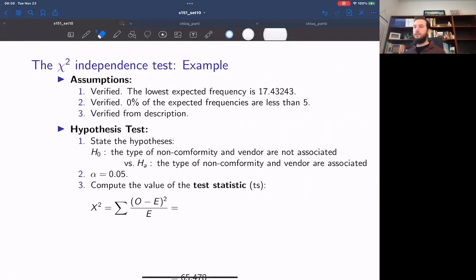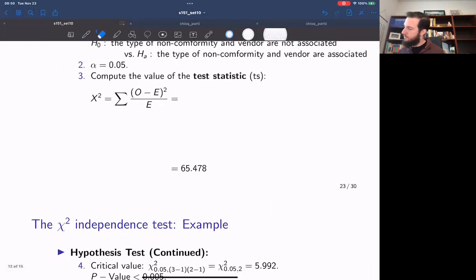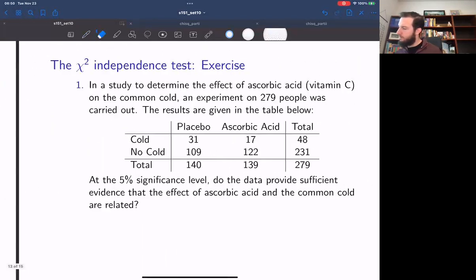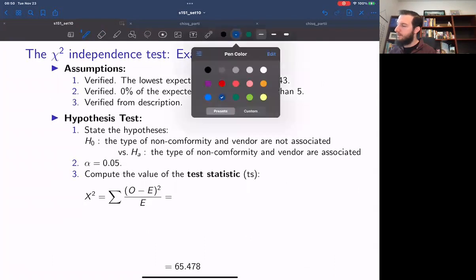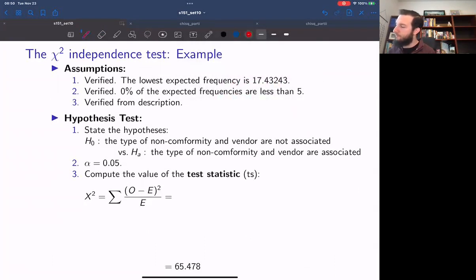All right. So just like before, we have our three assumptions. So the first assumption is that none of the expected values are less than one. Our lowest expected value is 17.4323. So we're fine here. We have no expected values less than one.